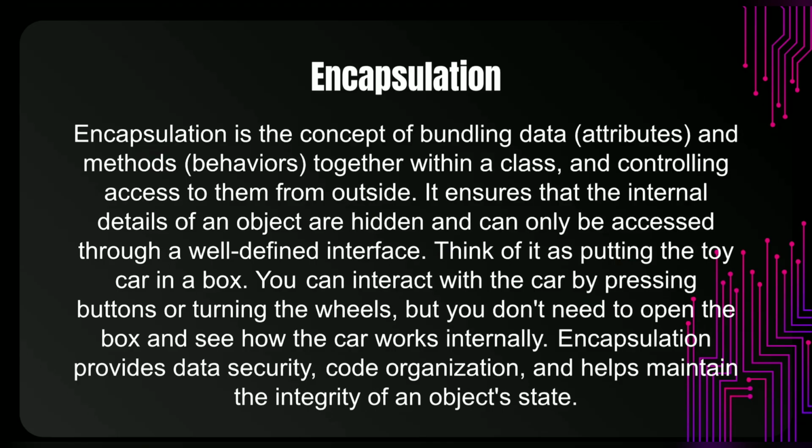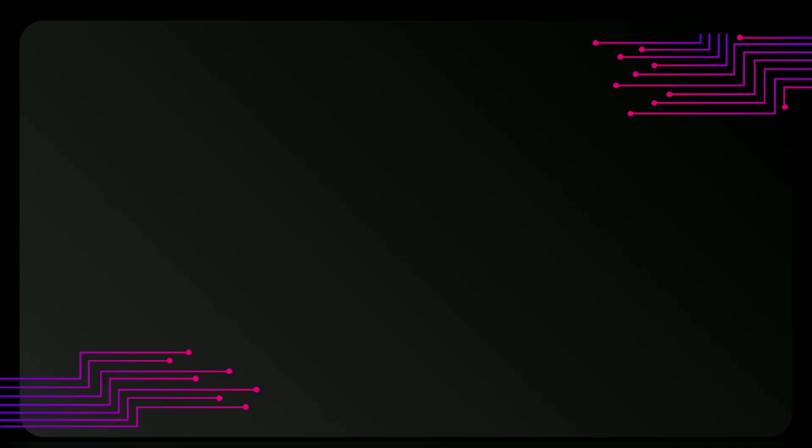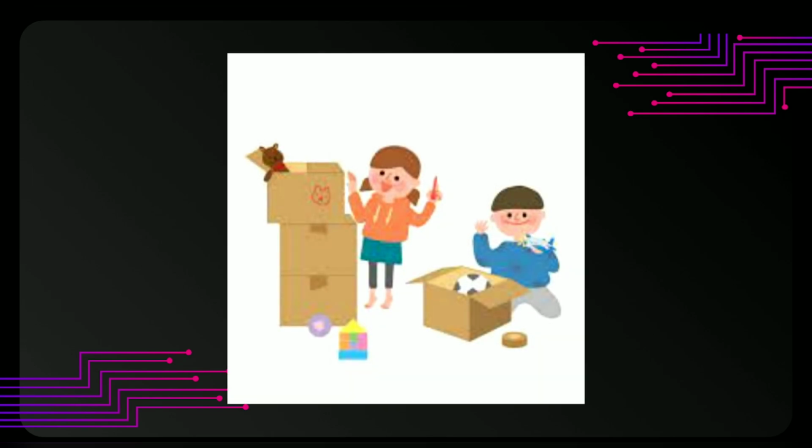Now the next one is encapsulation. Encapsulation is like putting things in a box to keep them safe. In programming, it means putting data and the actions that can be done on the data together. It helps us organize our code and protect the important parts.